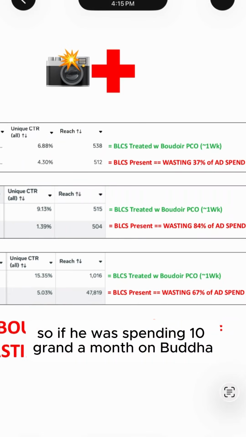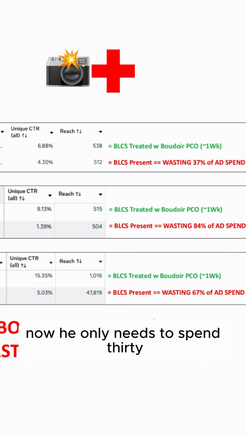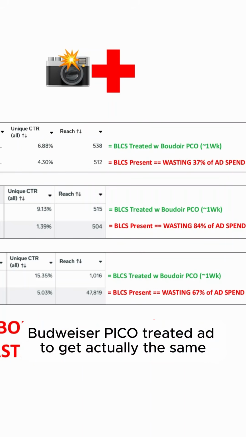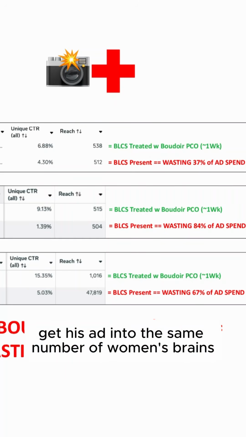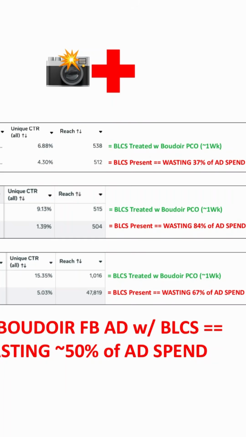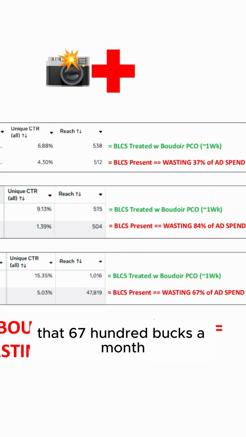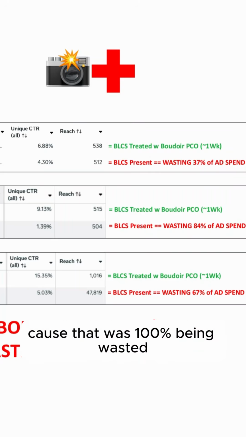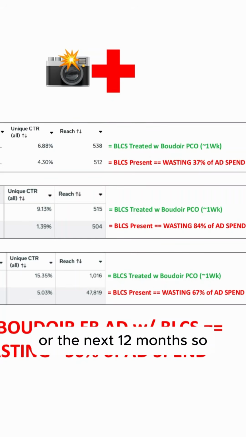So if he was spending 10 grand a month on Boudoir Facebook ads, now he only needs to spend 3,300 bucks a month on this Boudoir Pico treated ad to get his ad into the same number of women's brains. So, he can basically profit that 6,700 bucks a month by not spending that on ads because he no longer needs to, because that was 100% being wasted. That's like 80K profit over the next 12 months.